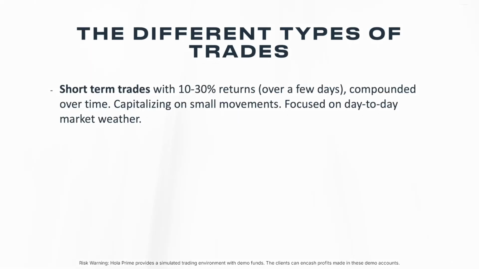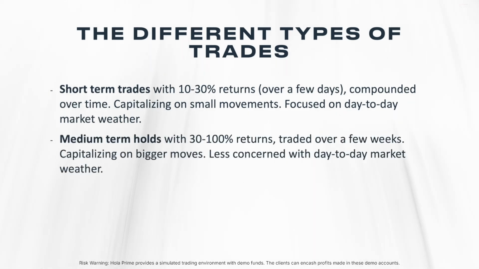Now, there are different types of trades to consider, and let's briefly go through them. First up, short-term trades, which have about 10 to 30% returns on average over a few days, and you can compound those profits over time. Short-term trades capitalize on small movements, and you'll be focused as a trader on the day-to-day market weather in order to enact them successfully. Then you have medium-term holds, which have slightly increased returns between 30 and 100% traded over a few weeks. And medium-term holds are looking to capitalize on bigger moves. But you as a trader will be less concerned with day-to-day market weather, as these medium-term holds will be traded over an extended period of time, maybe 6 to 8 weeks, 2 to 3 months.